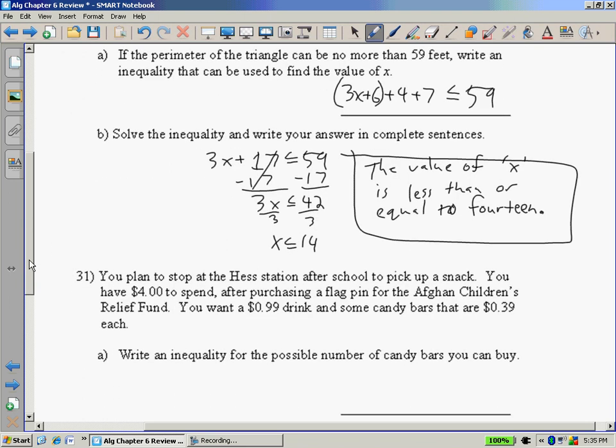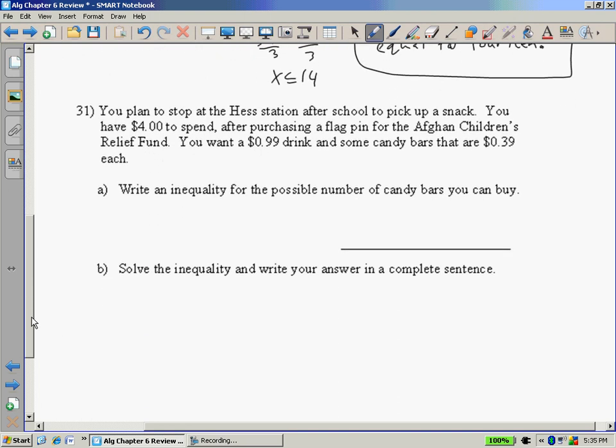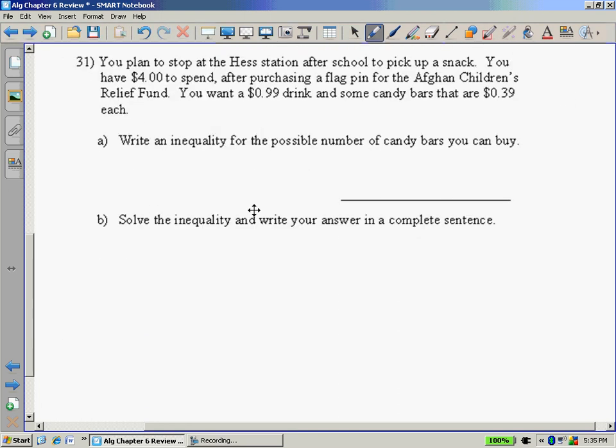Okay, a little bit of a practical situation. You plan to stop at a Hess station after school to pick up a snack. You have $4 to spend after purchasing a flag pin for the African Children's Relief Fund. You want a 99-cent drink and some candy bars that are 39 cents each. So now we're going to write an inequality for the possible number of candy bars you can buy.